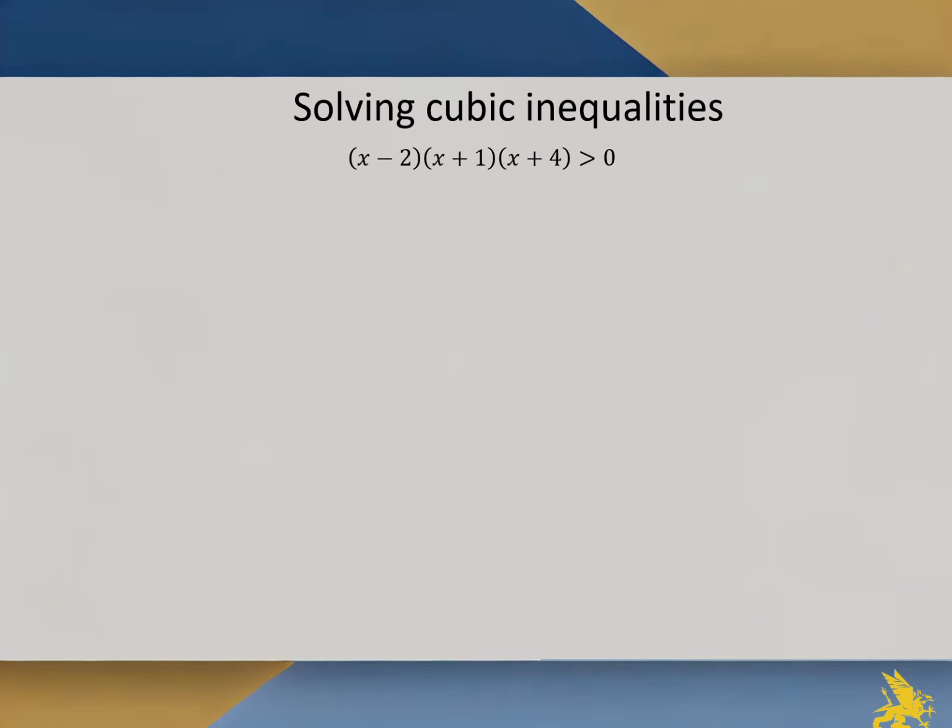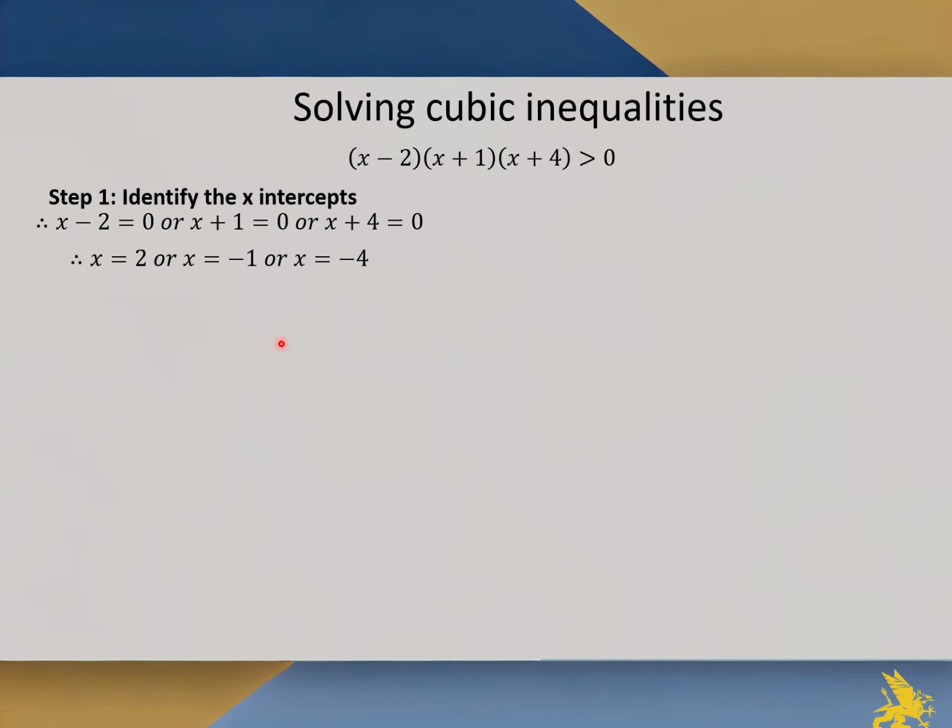For this, I really want us to be able to link it back to graphing, because graphing makes it a lot easier. So that's why we're going to start by finding the x-intercepts. With the null factor law, our intercepts will be when x minus 2 equals 0, x plus 1 is 0, and x plus 4 equals 0. If I get x by itself, I will then have intercepts at 2, -1, and -4.